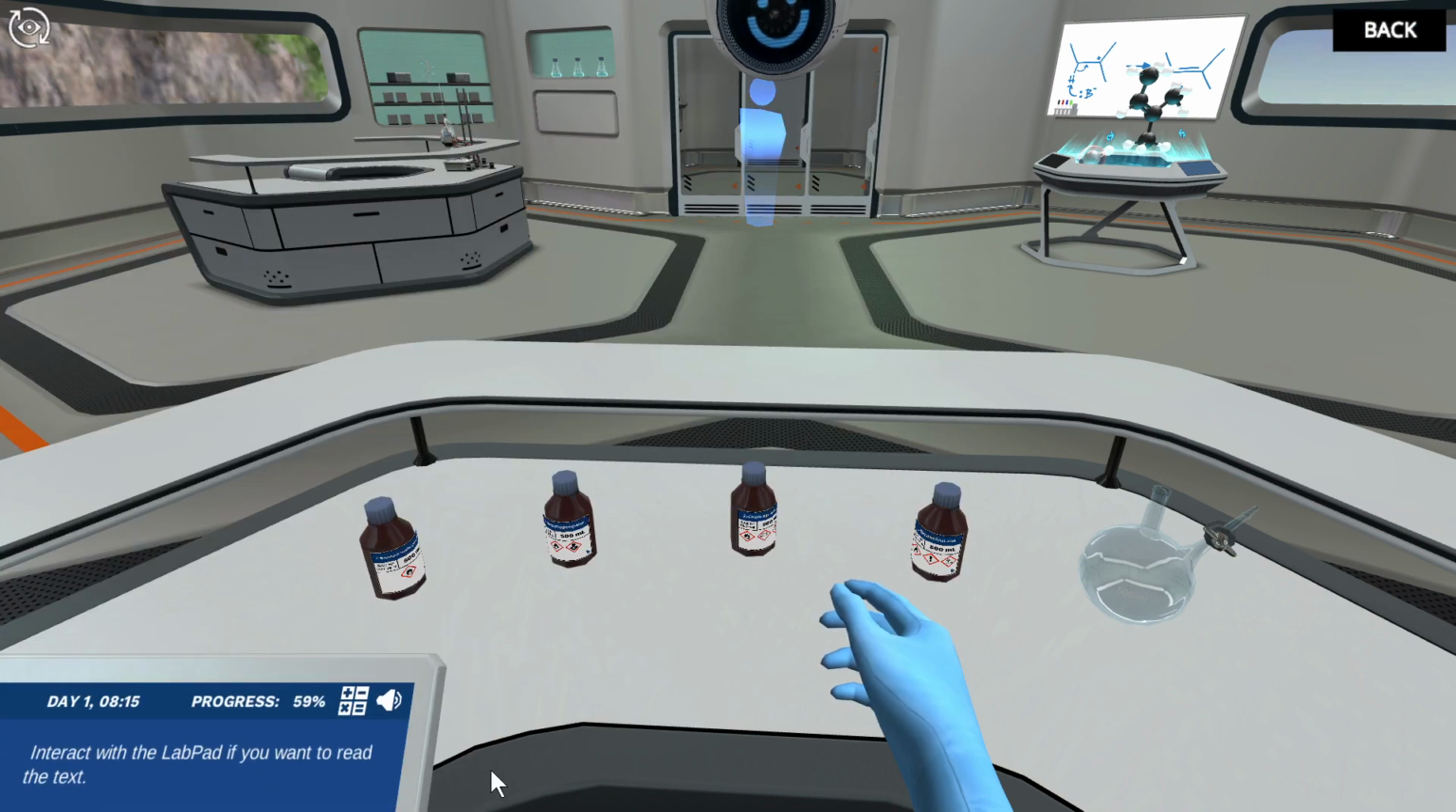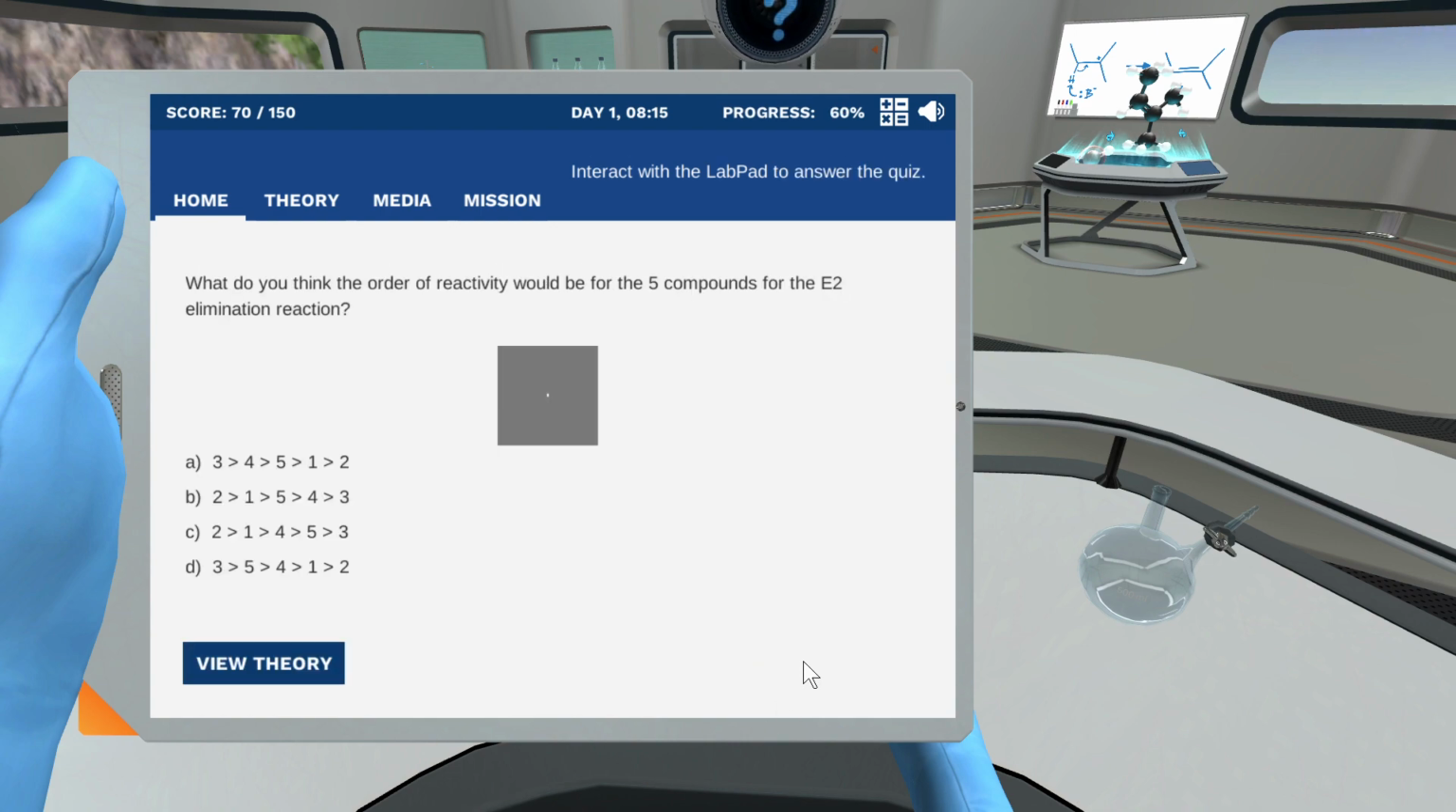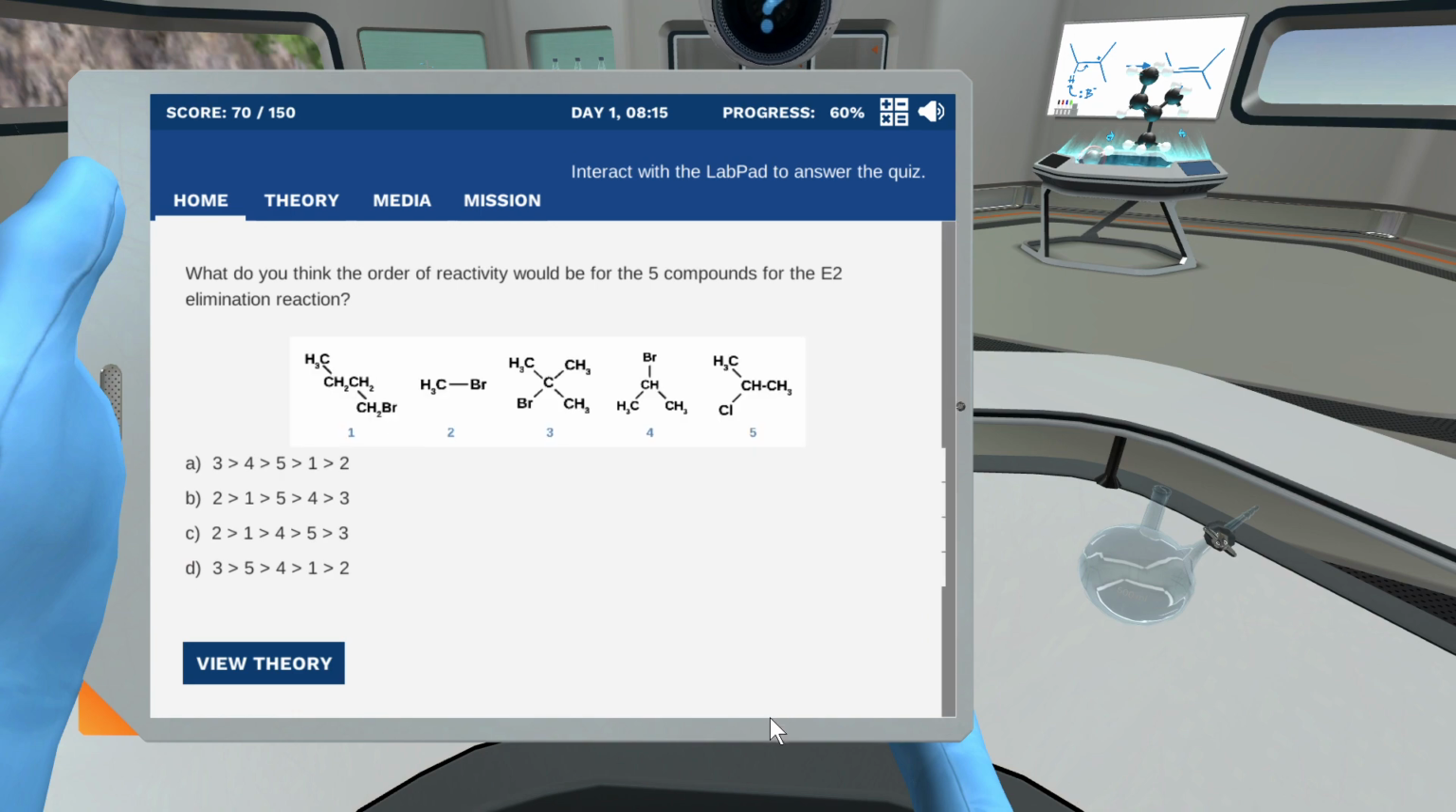Since you're so good at this, I wonder if you can figure out how it works for E2 as well. What I can tell you about this reaction is that it does not go through a carbocation intermediate, but happens only in a single step. What do you think the order of reactivity would be for the 5 compounds for the E2 elimination reaction?